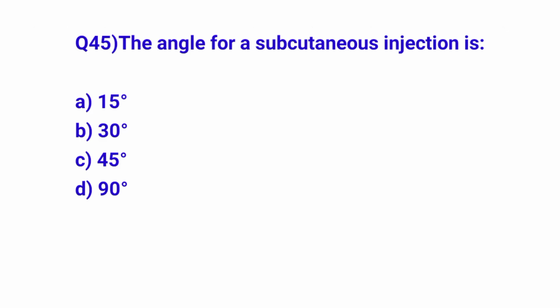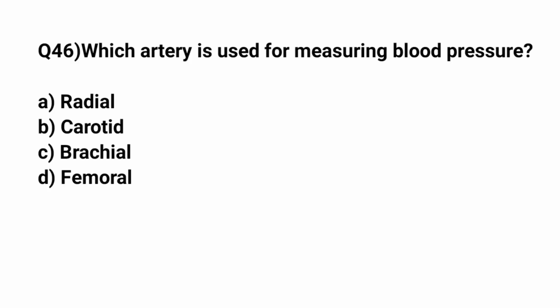Question number 45. The angle for a subcutaneous injection is. The correct option is C. 45 degree. Question number 46. Which artery is used for measuring blood pressure? The correct option is C. Brachial.